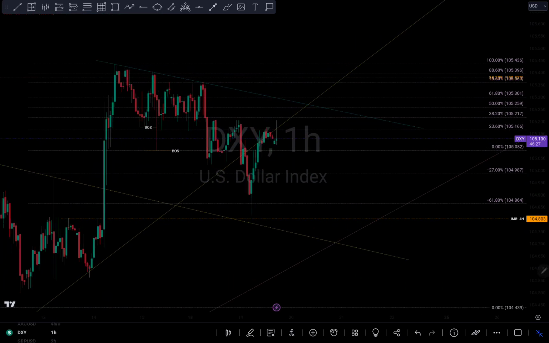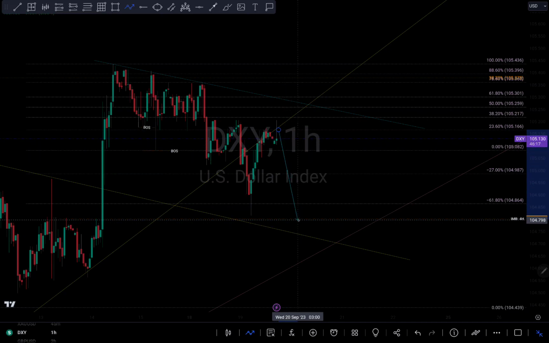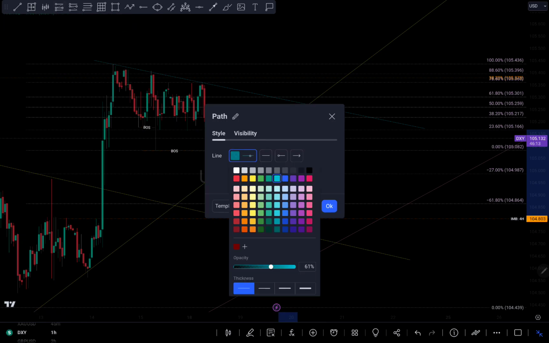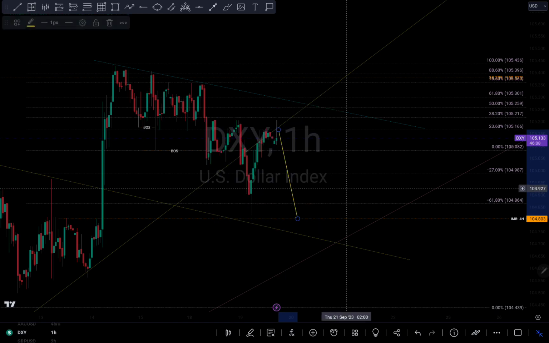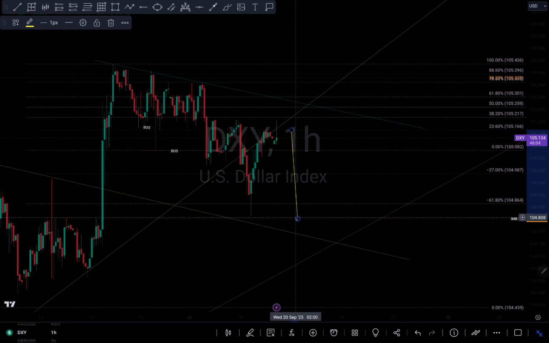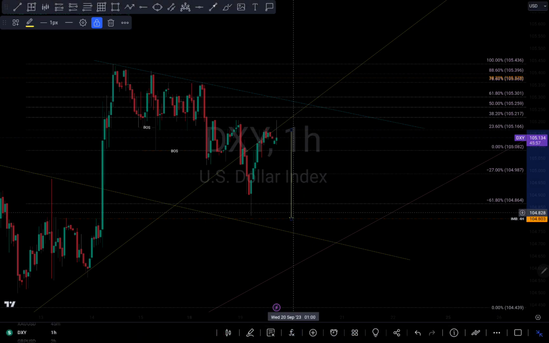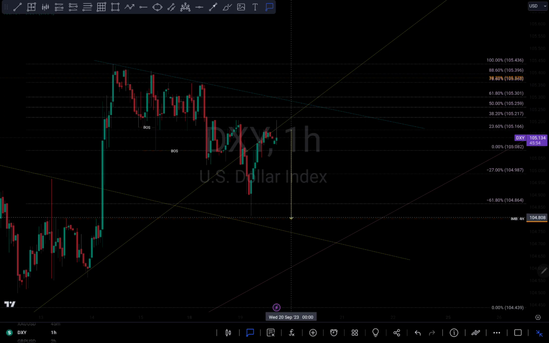So based on this analysis right here, I'm just gonna draw something like this, something here to a possible right here. So that would be my initial target on the XY, before we now know what next. But like I said, overall I still think we might push to the upside, right?